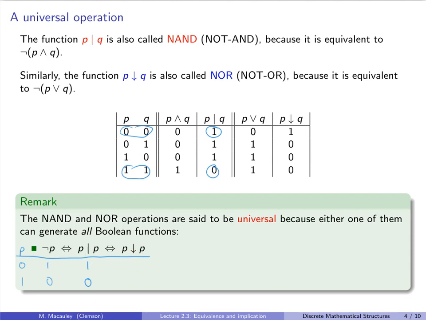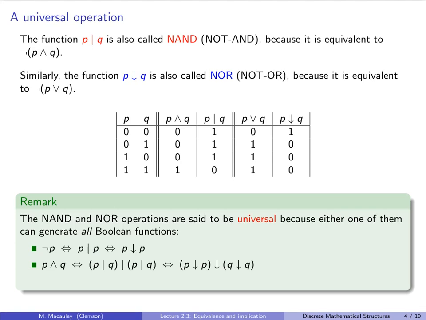And we get the same thing for NOR, because notice that when P is 0, P NOR P is 0 NOR 0, which is 1. And when P is 1, 1 NOR 1 is equal to 0. So both of these are clearly equivalent to just not P.